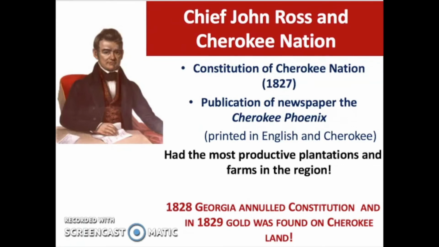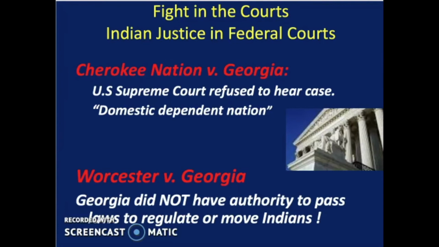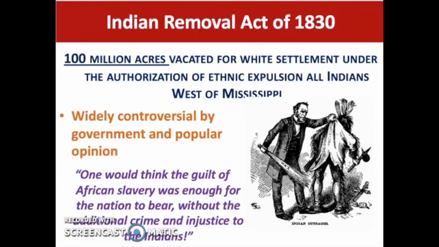though annulled when gold was found on the land, so Georgia annulled the Constitution. But he did take his problems to the Supreme Court, and he won the case. If you remember right, he won the case that Indian justice in federal courts was upheld, but President Jackson at the time overruled it, vetoed it, and created the Indian Removal Act in 1830.